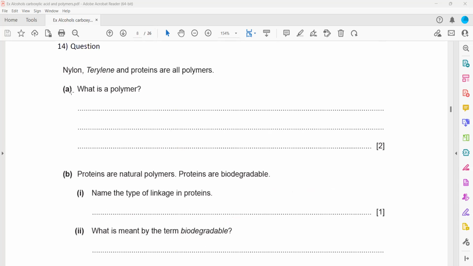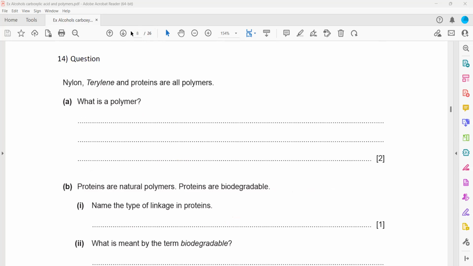In question 14, nylon, terylene, protein are all polymers. What is a polymer? A 2-mark question. I have already shared the definition sheet with you all. So the term polymer means it's a large molecule which is formed by combination of small molecules or monomers. So large molecule.